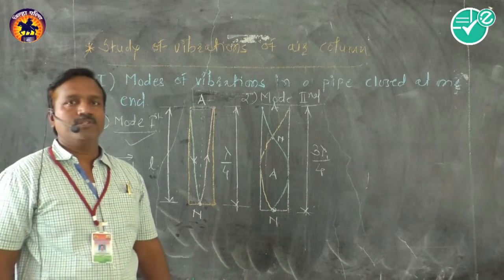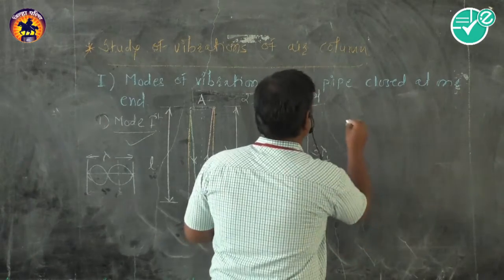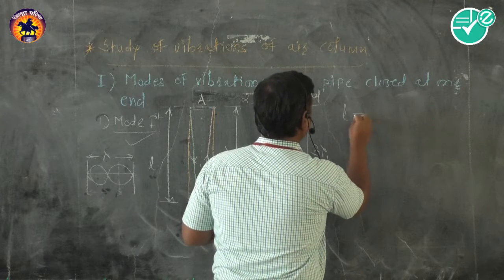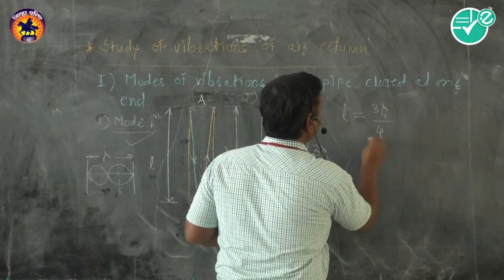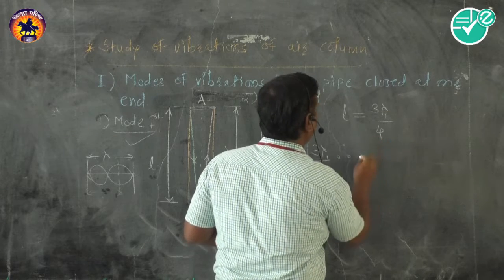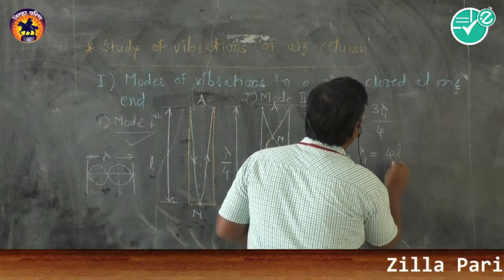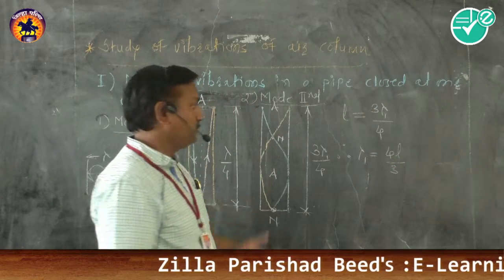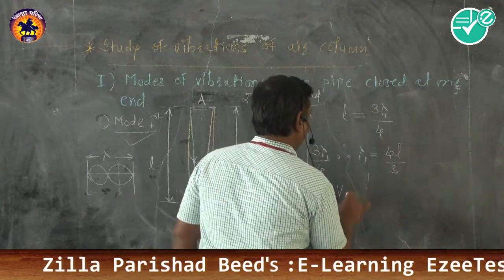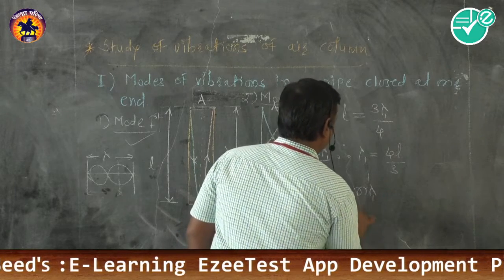In the second mode of vibration, the air column is going to vibrate like this. Putting the values, L is equal to 3 lambda 1 divided by 4. Therefore, the value of lambda 1 is equal to 4L divided by 3. Putting this value in our equation, the velocity of sound V is equal to n lambda 1.